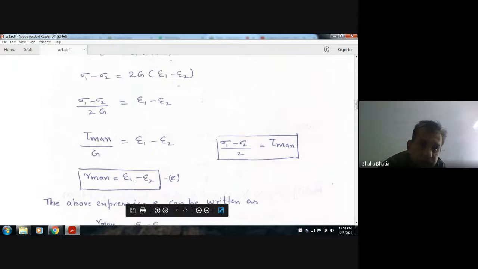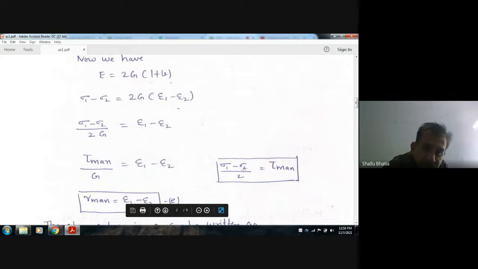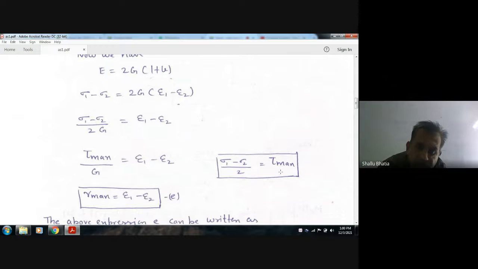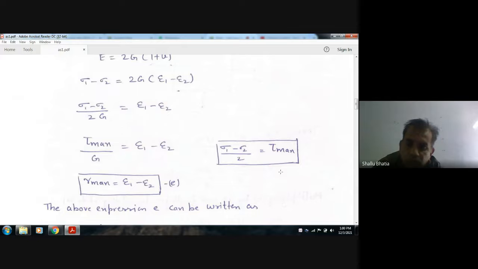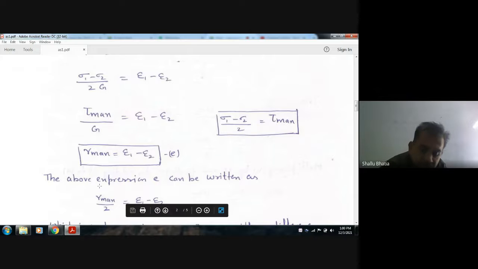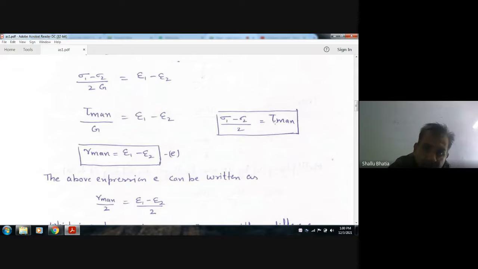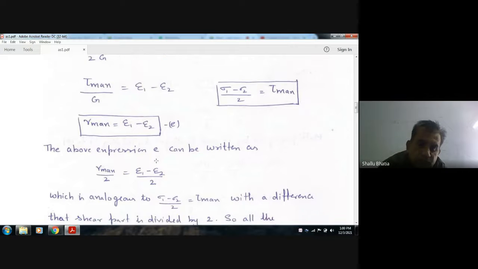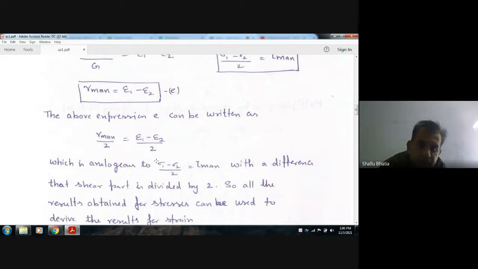But in the case of maximum shear stress, the expression was sigma 1 minus sigma 2 by 2 equal to tau max. The difference of principal stresses is divided by 2, then it becomes the maximum shear stress. But here, only the difference will give the maximum shear strain. So this is the difference in the relationship between maximum shear stress and maximum shear strain. In the case of maximum shear stress, tau max is equal to sigma 1 minus sigma 2 by 2, whereas in the case of maximum shear strain, gamma max is equal to epsilon 1 minus epsilon 2.